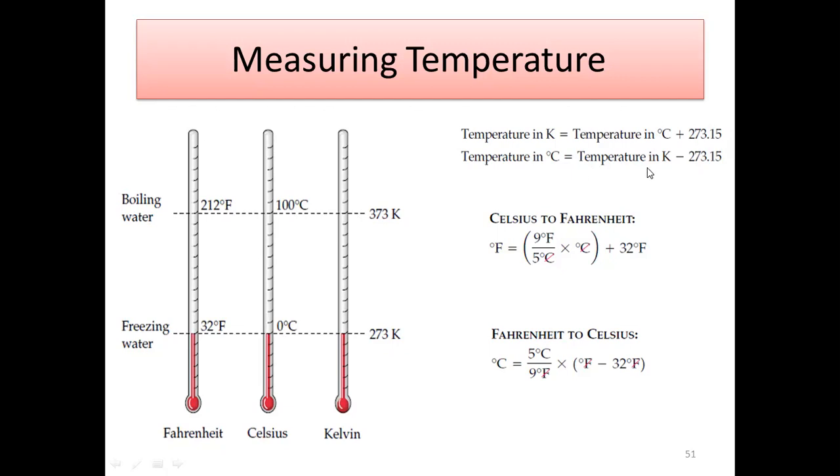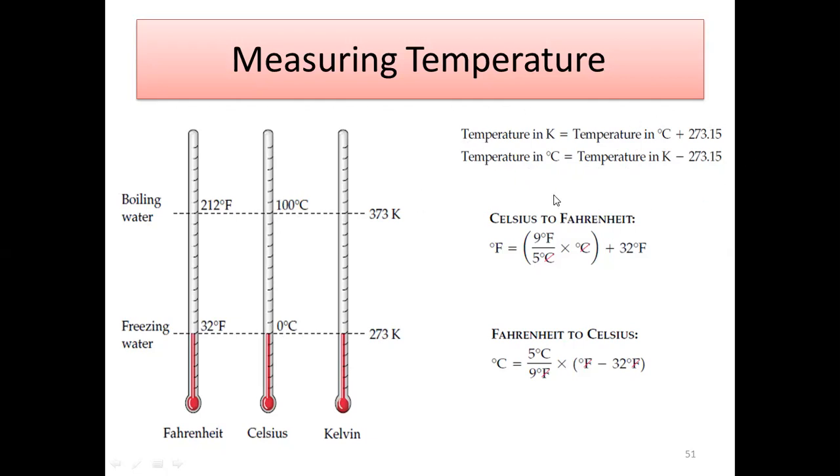Because if the temperature in Kelvin is given, then you have to subtract that value to convert into centigrade. Like here, if it is 273 Kelvin, you will subtract 273, the same figure, and you will get the value 0, and this is given over here. And if you take this example, temperature in Kelvin is 373 minus 273, you will get 100, and 100 is given over here.